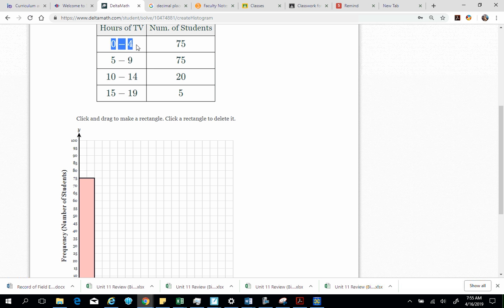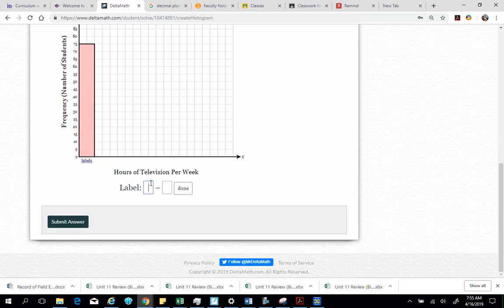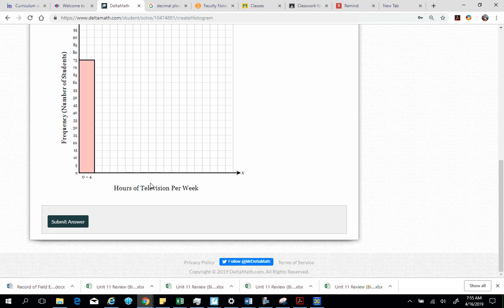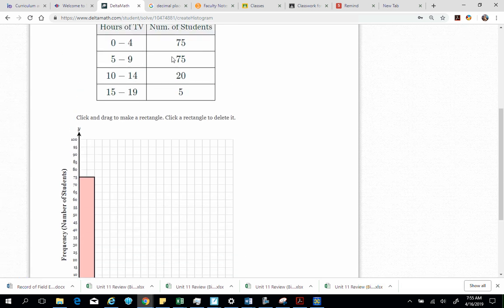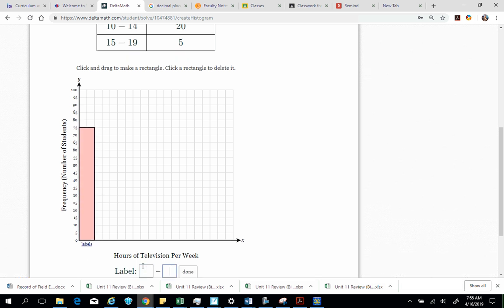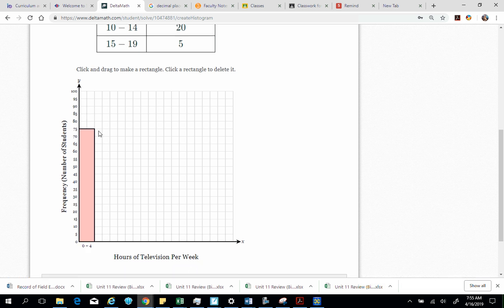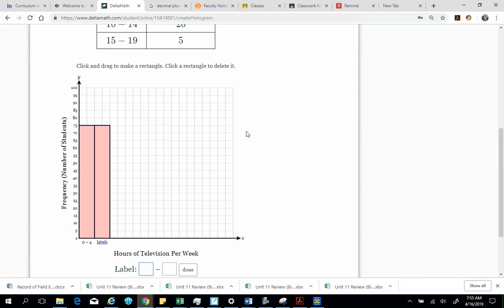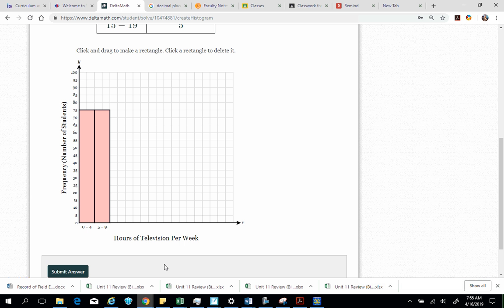How many hours of TV are in the first one? 0 to 4. So right here where it says label, I just click 0 to 4. Done. Then I do the next one. The next one's 75 too. So I click right. Oh, well, don't do that because that deletes it. But you would click right there. I would click right here, and I'd drag the next one. Make sure it's 2 squares worth. And that one was 5 to 9. So I label it 5 to 9.